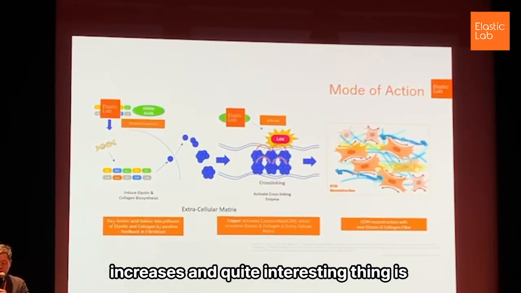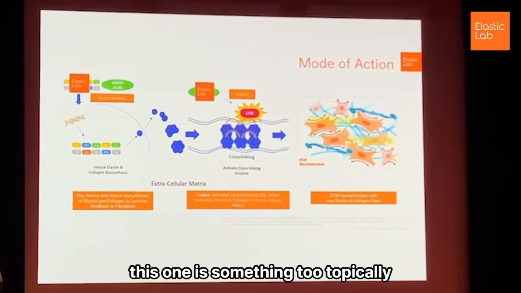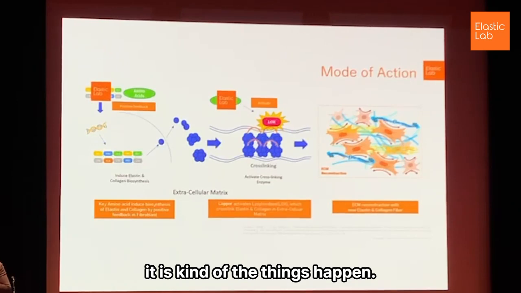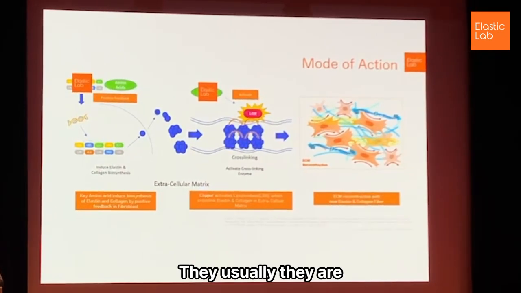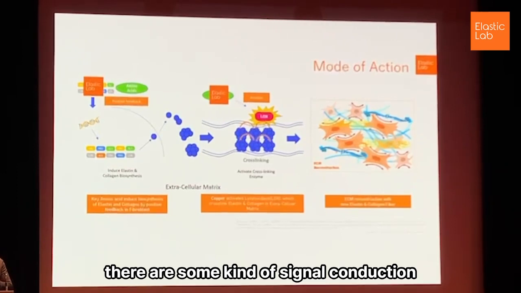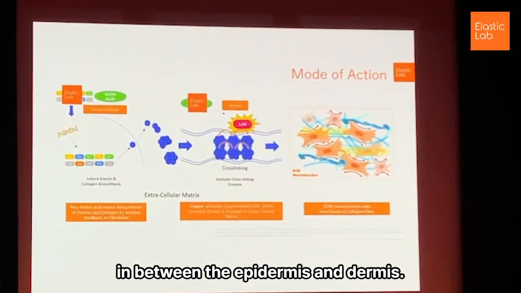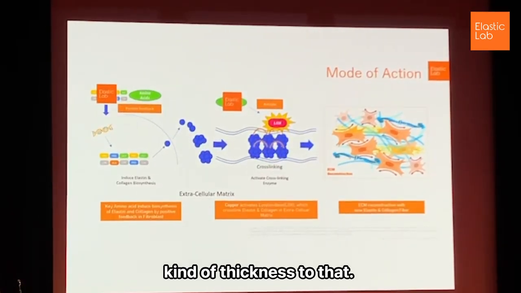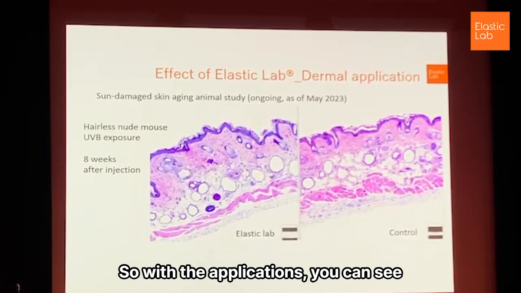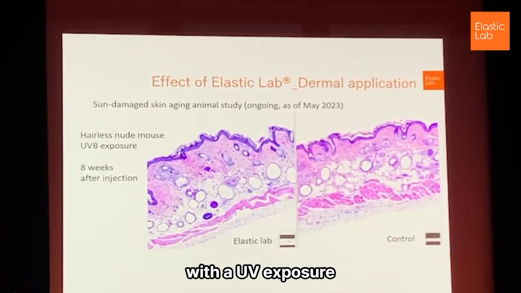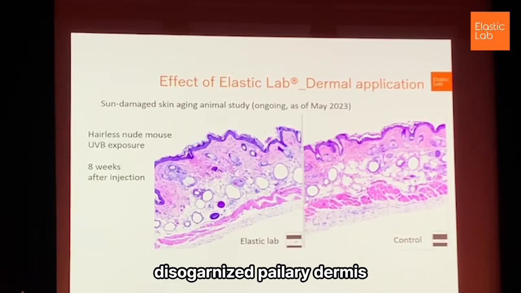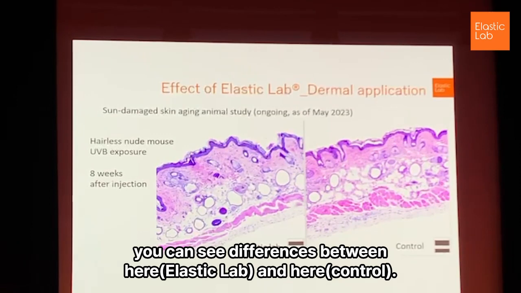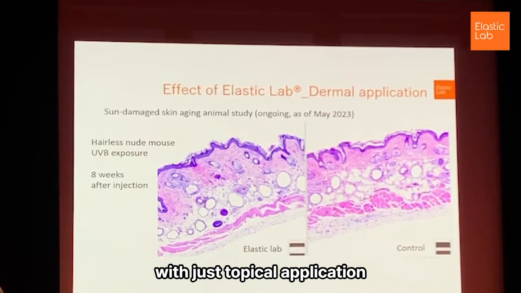And a quite interesting thing is, this one is topically applied, not injected. So how can it make this happen? Usually they are insisting that there is some kind of signal transduction between the epidermis and dermis. When the epidermis is saturated, it gives signals to the dermis, so it is quite interesting. With application, you can see with the UV exposure and the disorganized papillary dermis, the differences between here and here. Some of the changes come with just the topical application.